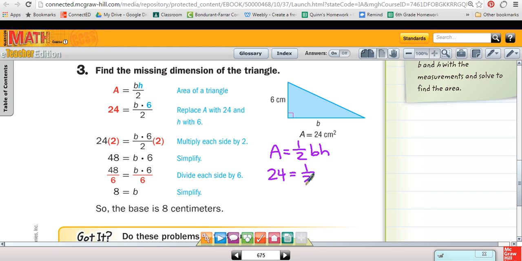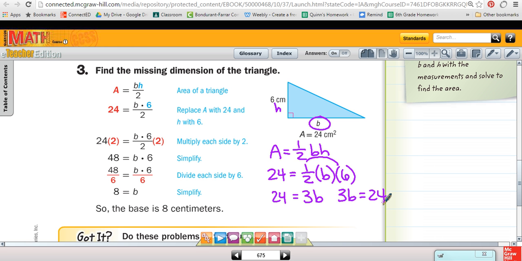I have the half is going to stay the same. It's always half of the base times the height. Well, the base is what's missing, but I have the height. So this is going to be my base, but my height is 6. Well, multiplication is commutative, so I could take half of 6, which gives me 3 times b. And I actually prefer to flip this around and write this as 3b equals 24. Either one is fine there.